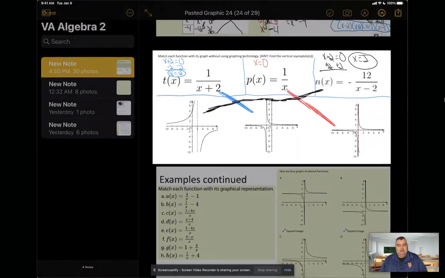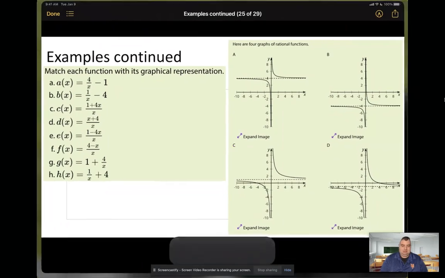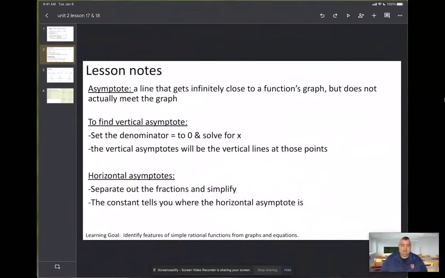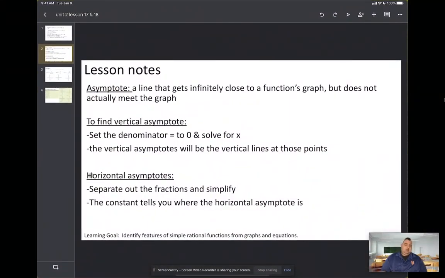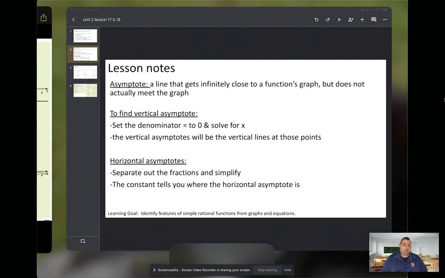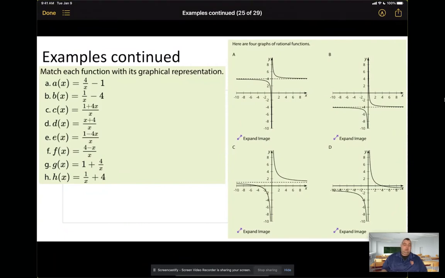Okay. How do horizontal asymptotes work? Let's quickly go back to the lesson notes. So for horizontal asymptotes, what we're going to do is separate out the fractions and simplify. When we simplify, the constant term is going to tell me where the horizontal asymptote is. So we're going to do some more matching here.